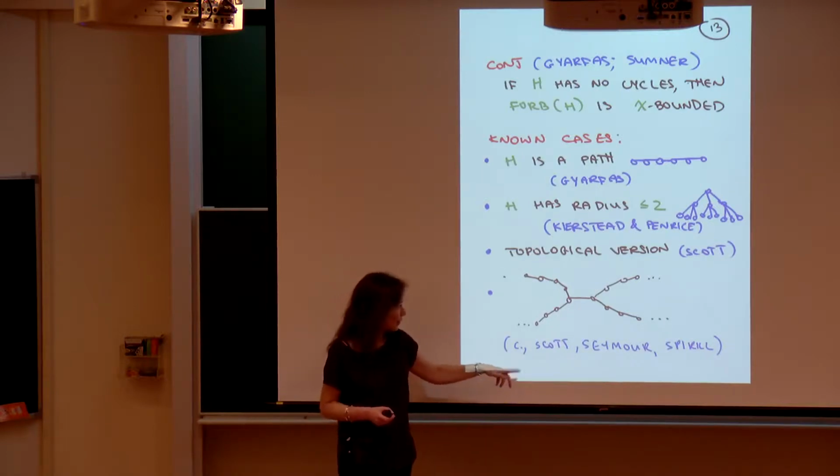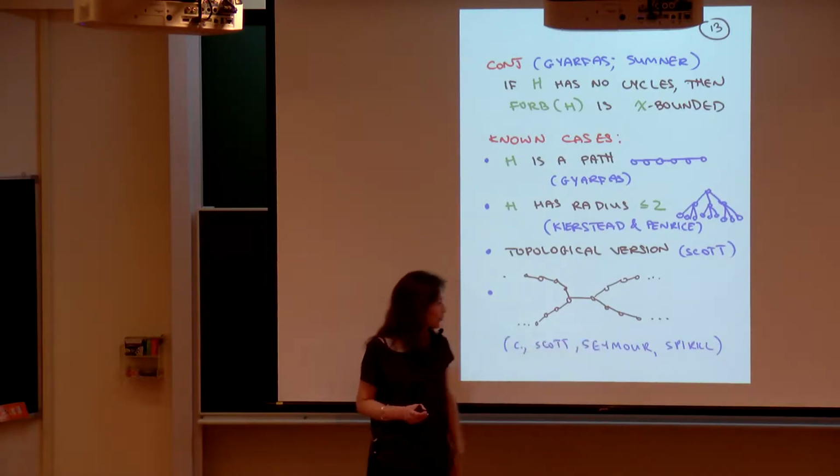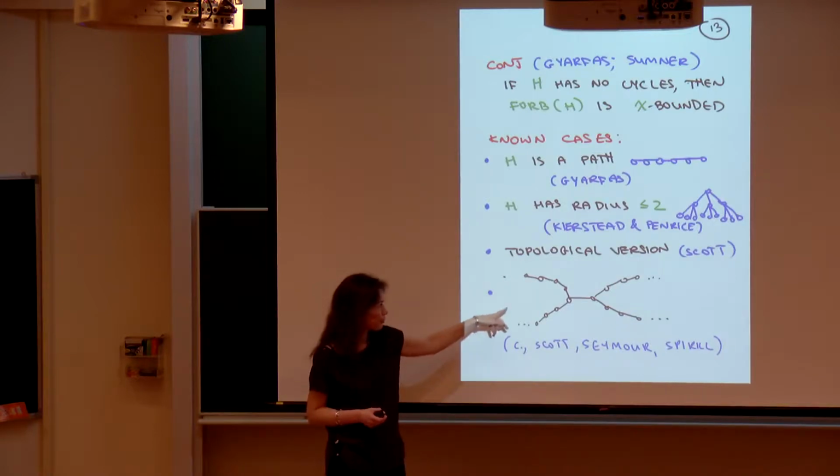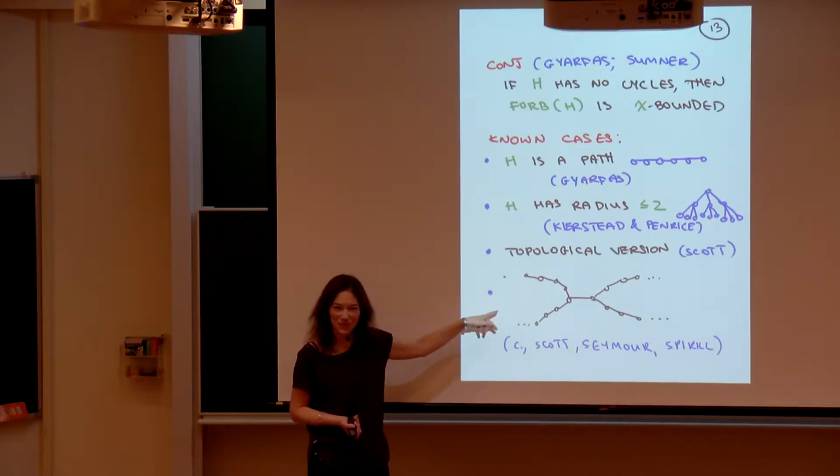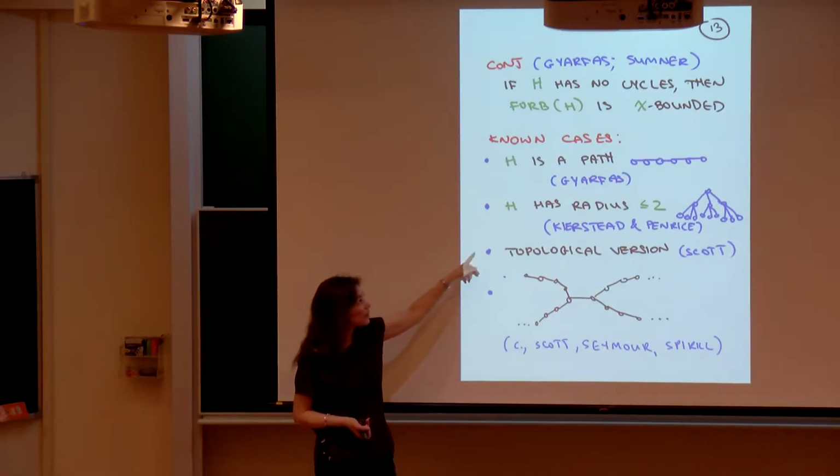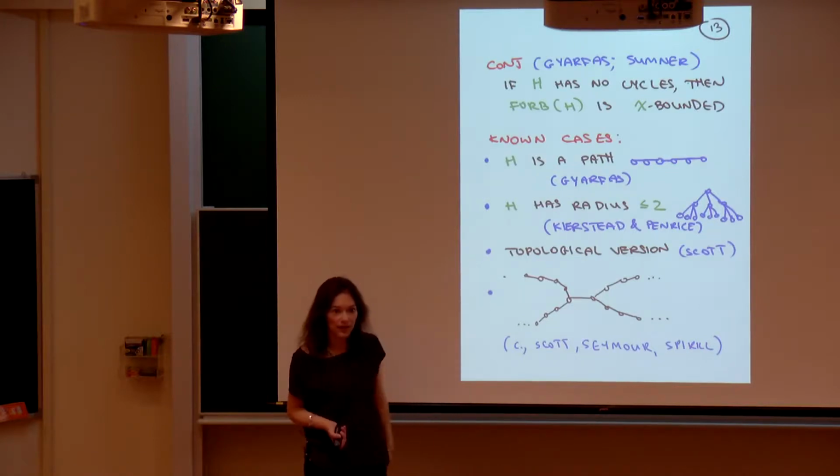Recently with Alex Scott, Paul Seymour, and Sophie Spirkl, we proved that the conjecture is true for this tree. But it's hard, it's very hard. And there's something here which is nice. So that's a topological version of the conjecture. And what does that mean?